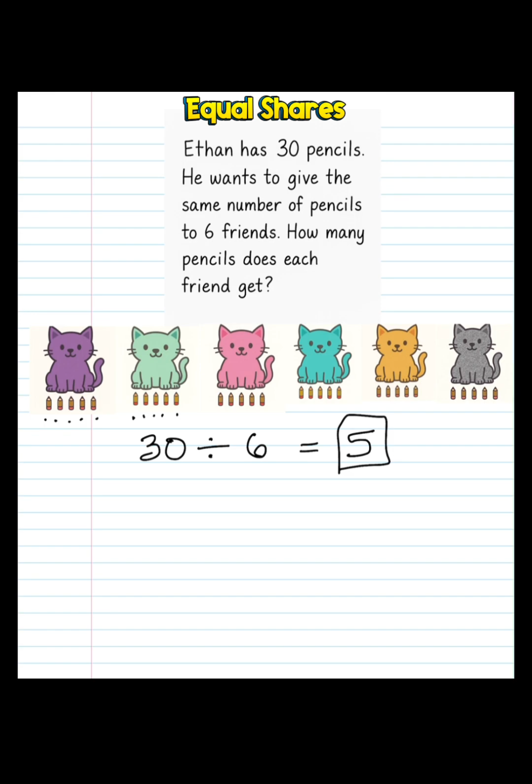And that's how you would solve an equal shares type problem, where you know the number of groups, but you're trying to find out how many objects are in each group. In this case, a group is a friend.